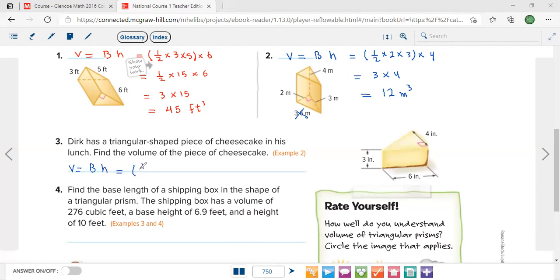So this is half multiplied by base length, which is 6, height length, which is 4, multiplied by the height of the prism, which is 3. So half of 6 is 3. 3 multiplied by 4 is 12. And 12 multiplied by 3, this will give you 36 inch cubed.